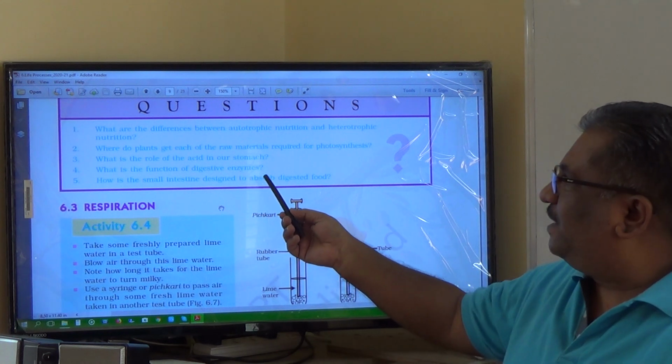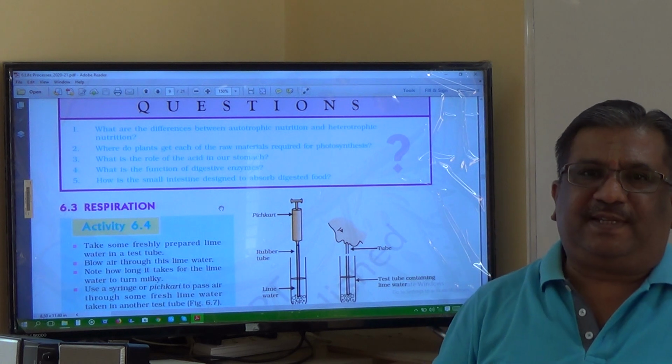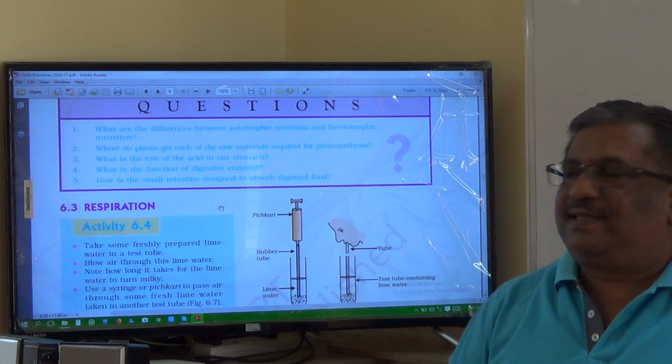What is the function of digestive enzyme? It converts complex organic substances into simple inorganic substances.